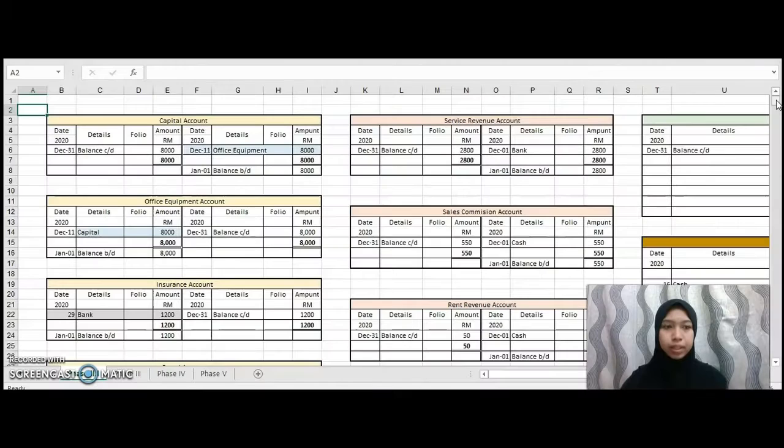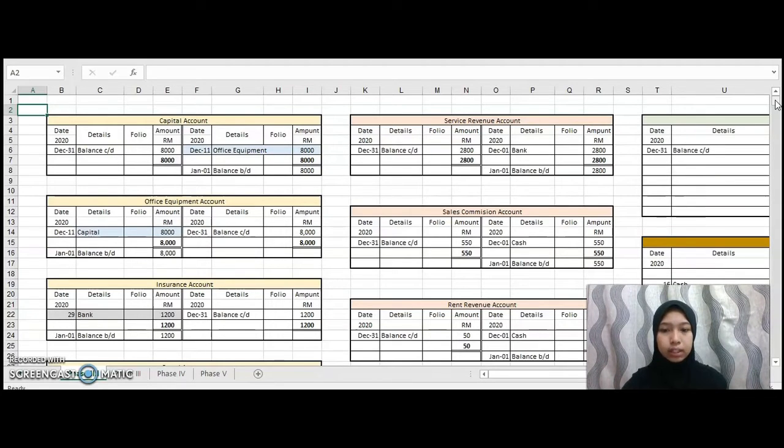That's all. Next is a ledger. A ledger is an account to record business transactions. Every time we record, we will debit one account and credit one account. This recording system is called double entry bookkeeping.